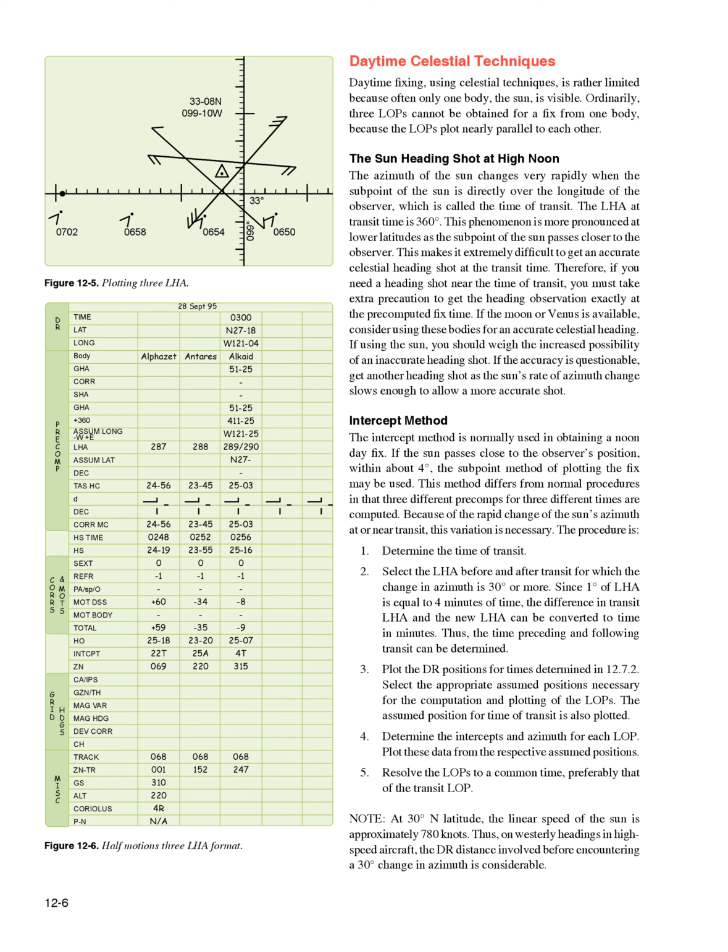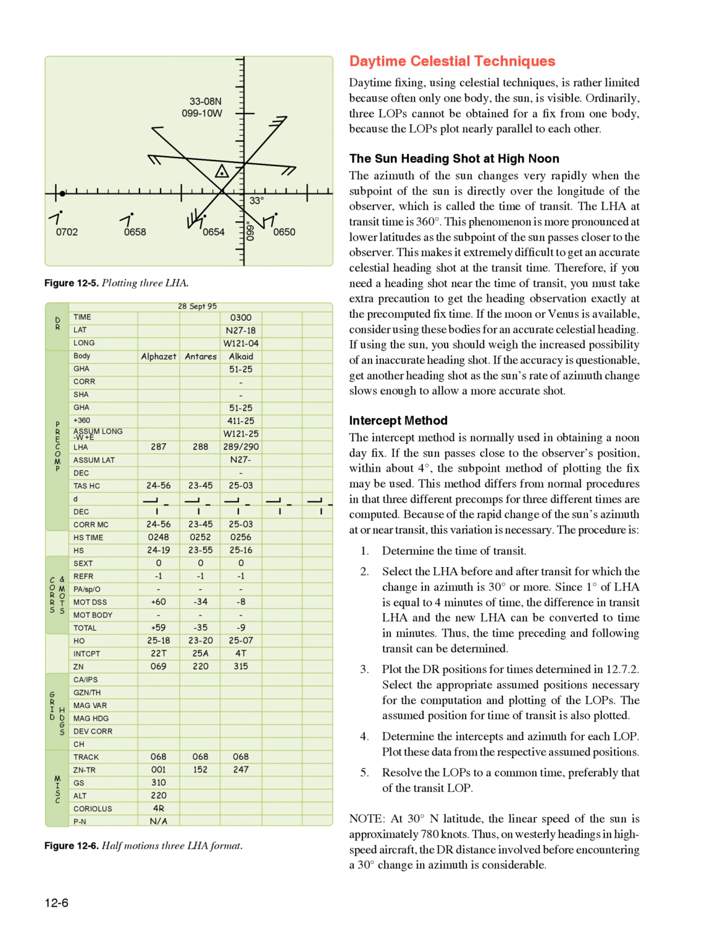3. Plot the DR positions for times determined in 12.7.2. Select the appropriate assumed positions necessary for the computation and plotting of the LOPs. The assumed position for time of transit is also plotted. 4. Determine the intercepts and azimuth for each LOP. Plot these data from the respective assumed positions.